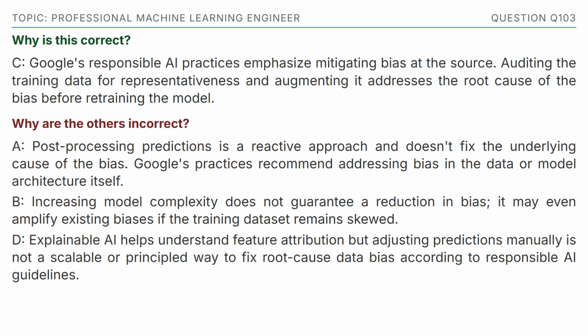A. Post-processing predictions is a reactive approach and doesn't fix the underlying cause of the bias. Google's practices recommend addressing bias in the data or model architecture itself. B. Increasing model complexity does not guarantee a reduction in bias, it may even amplify existing biases if the training dataset remains skewed. D. Explainable AI helps understand feature attribution, but adjusting predictions manually is not a scalable or principled way to fix root cause data bias according to responsible AI guidelines.